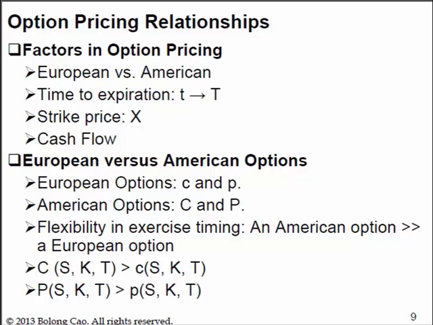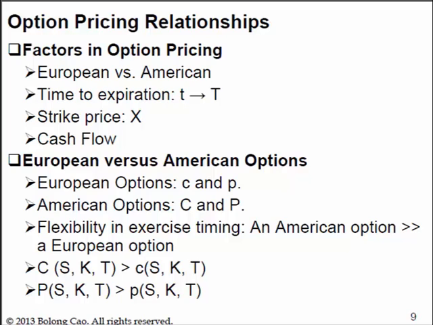Also, how about different strike prices? Different strike prices in different options, even for the same underlying and the same expiration date, what kind of relationships should the different strike prices imply for the option prices? And we will look at that.